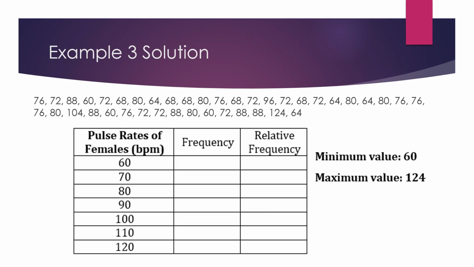So the first step here is I would almost always find the minimum and maximum value just to keep this in mind. So the example said to use a minimum value of 60 for the classes, and then use a class width of 10. So in your distribution here, you're going to have lower class limits of 60, 70, 80, 90, 100, 110, and 120. I also included a label here. Sometimes this will say classes, but what you want to do is be specific. You want to say, okay, well, this isn't just the class. It's pulse rates of females in BPM, which is beats per minute.